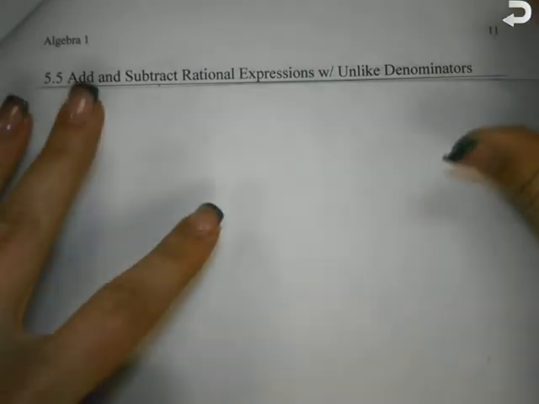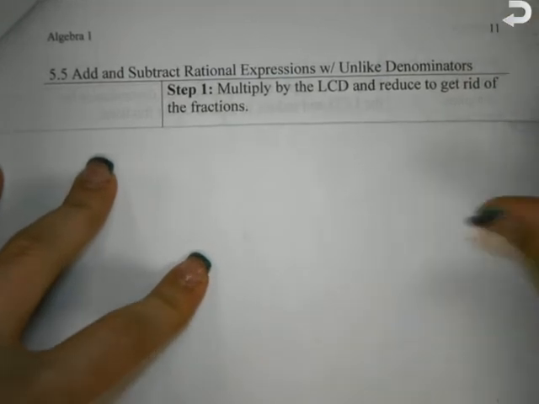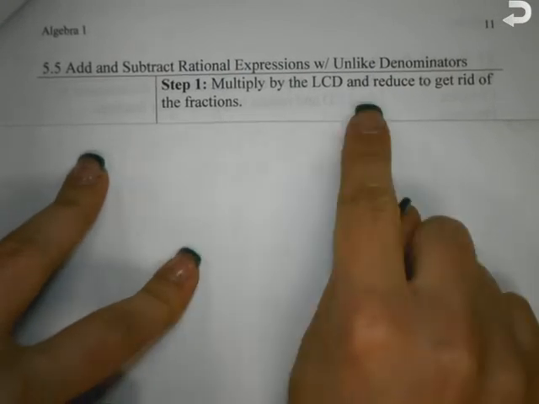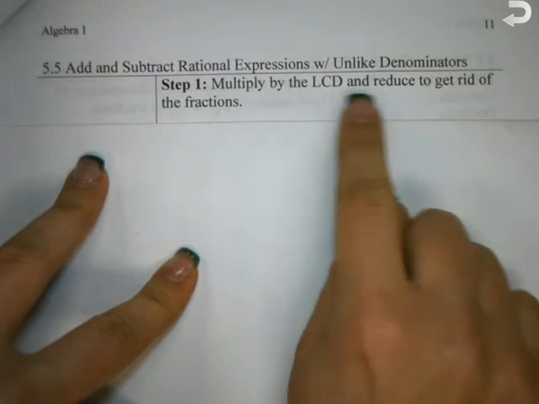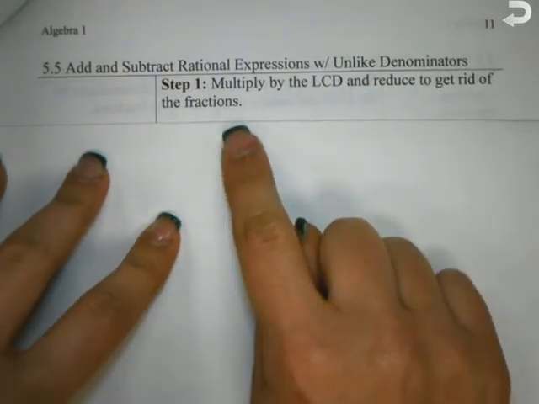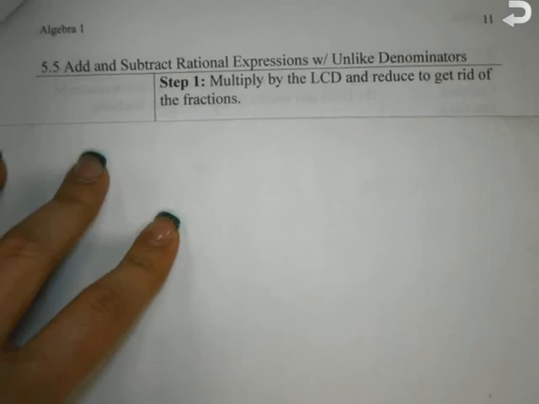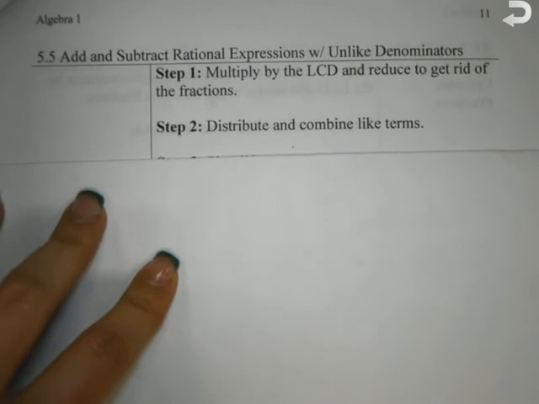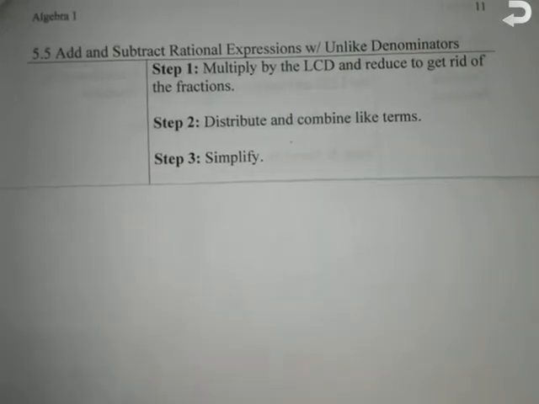Okay, so we do have some steps we have to write down first. They're similar to the last one, but there's a little bit of a variation here. So step 1, we need to multiply by the lowest common denominator, or LCD, and reduce to get rid of the fractions. So we're going to completely get rid of the fractions this time. Step 2, we're going to distribute and combine like terms. And step 3, we are going to simplify.